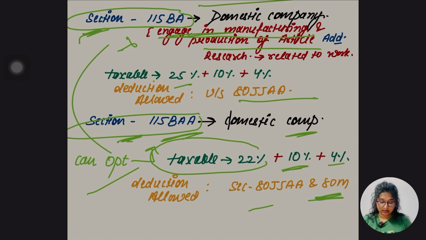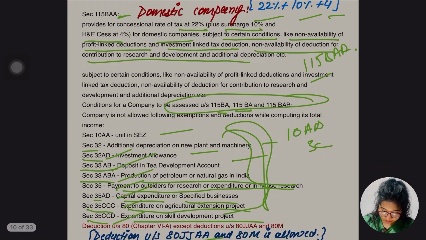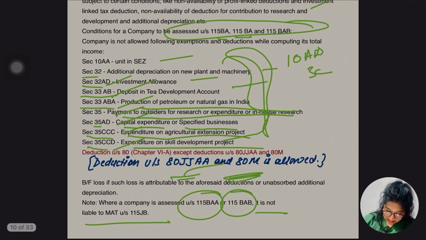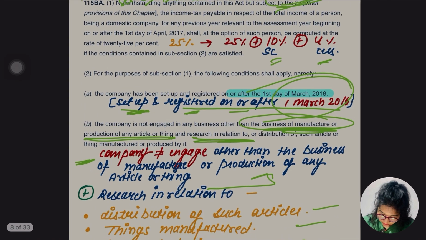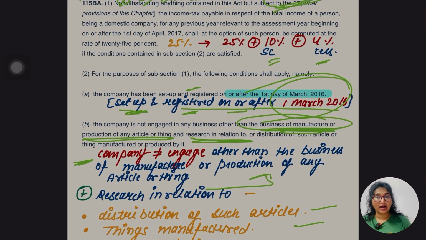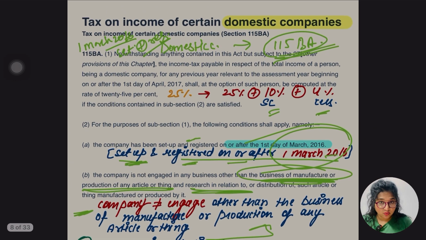Let's go for the 115BAA, which is again for the domestic company. The rate was 22%, 10% surcharge and 4% cess. And the allowable deductions were 80JJAA and 80M. Those companies which were set up and registered after 1st of March 2016, only that company is going to avail this section benefit, 115BA bar. We are talking about bar, but with the rate 25%.